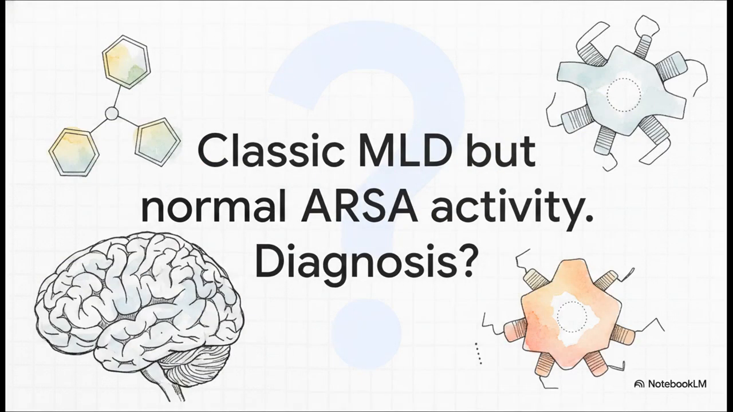All right, question 3. You have a classic MLD clinical and biochemical presentation. So elevated sulfatides, demyelination, but the arylsulfatase A activity is totally normal. Likely diagnosis, remember that highly testable variant we talked about? Saposin B deficiency. They're missing that critical sulfatide activator protein.